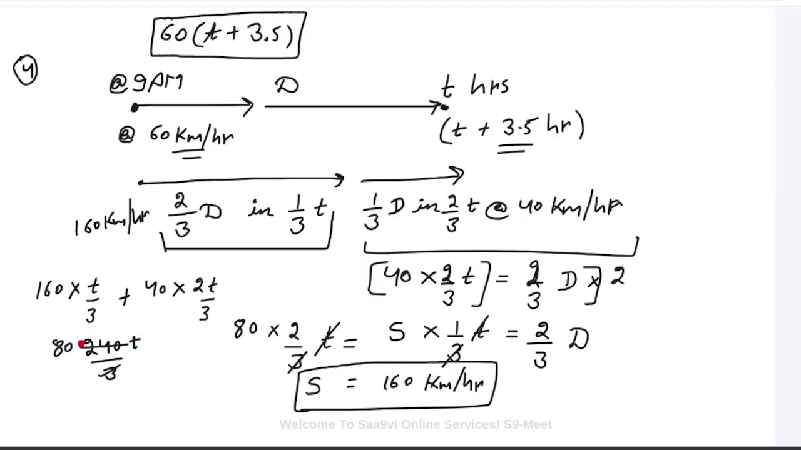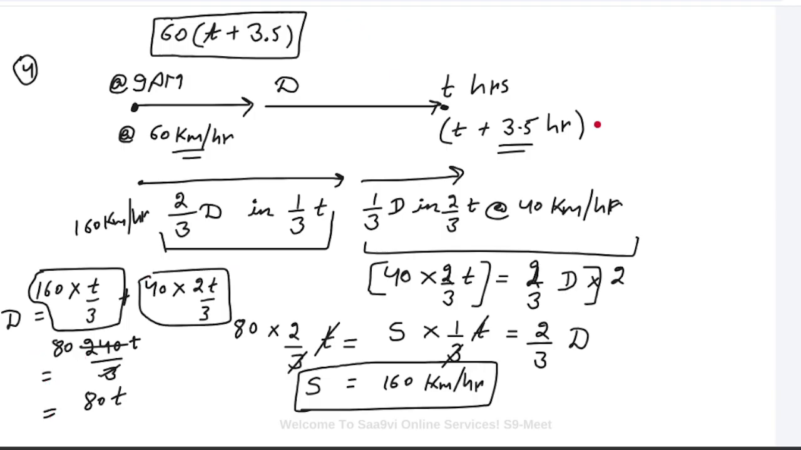Now what is this 80t? This is the distance we had, total distance. This is part 1 plus part 2. So we got a total distance equal to 80t. So I can put that 80t equal to the first equation we have. Right. Now just solve it.